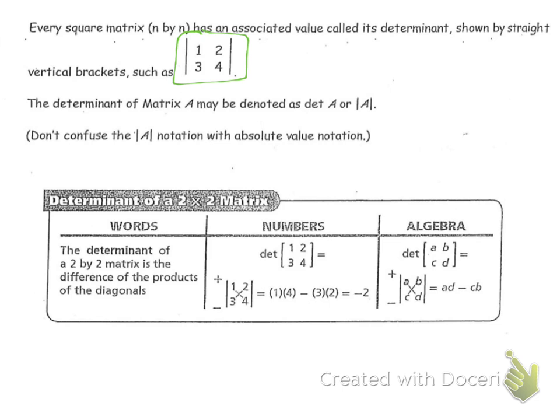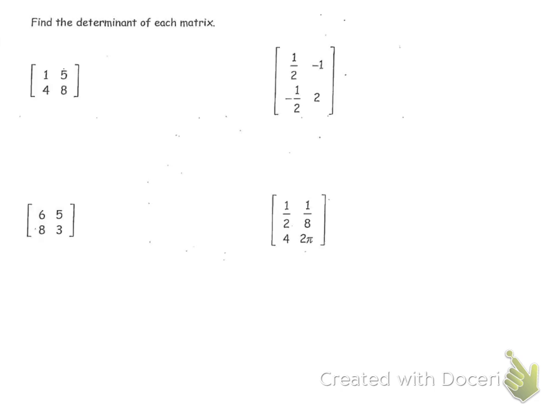But to find the value of a matrix, to find the determinant, we're going to find the difference of the diagonals. What do we find, EJ? The difference of the diagonals. Good. If you look at this example, you can only find the determinant if it's a square matrix. It has to have the same dimensions, same rows, same columns. Otherwise, you can't find the determinant.